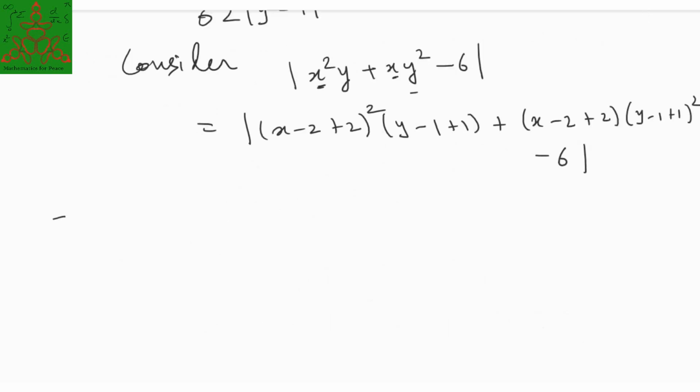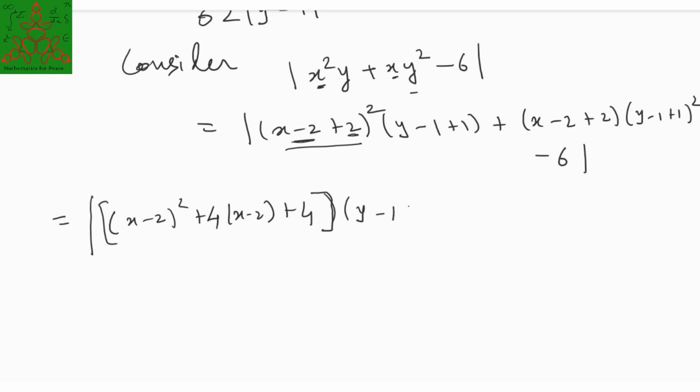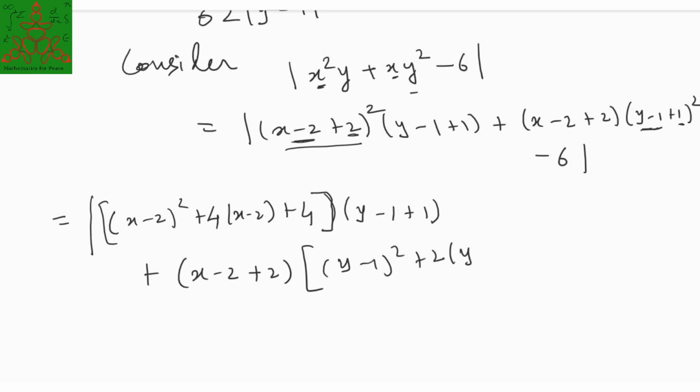Now this you can expand as a plus b whole square. This is your a and this is your b. So we can write it as mod of x minus 2 plus 4 x minus 2 plus 4, into, so this whole product is multiplied by y minus 1 plus 1, which is y minus 2 plus 2, and I am expanding this as a and this as b. So that will be y minus 1 square plus 2 times y minus 1 plus 1, minus 6.